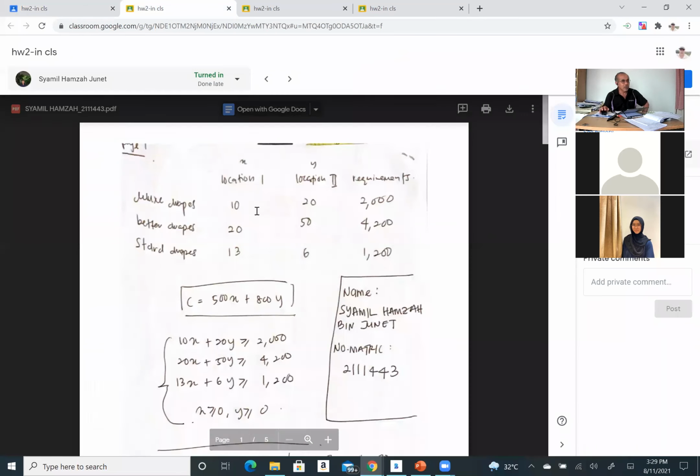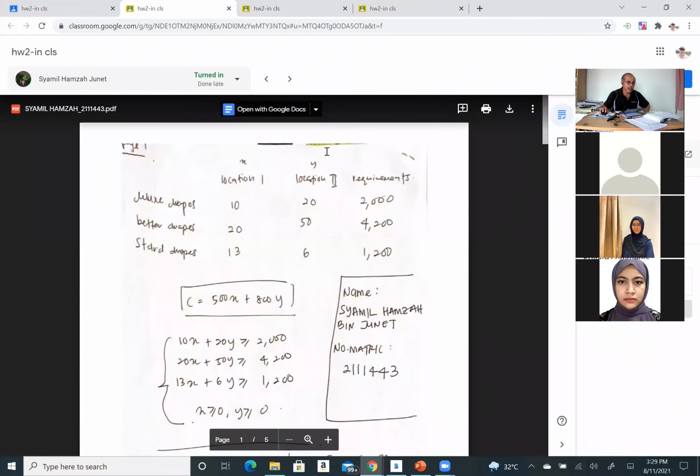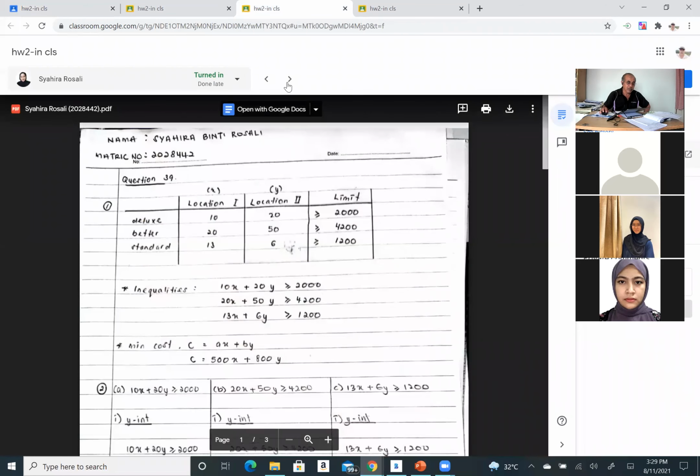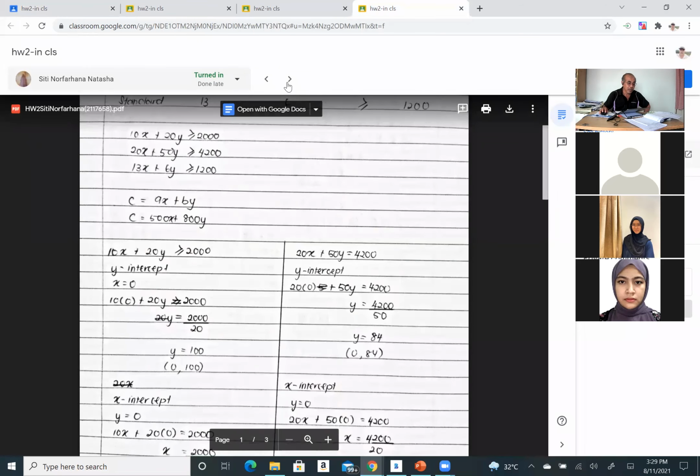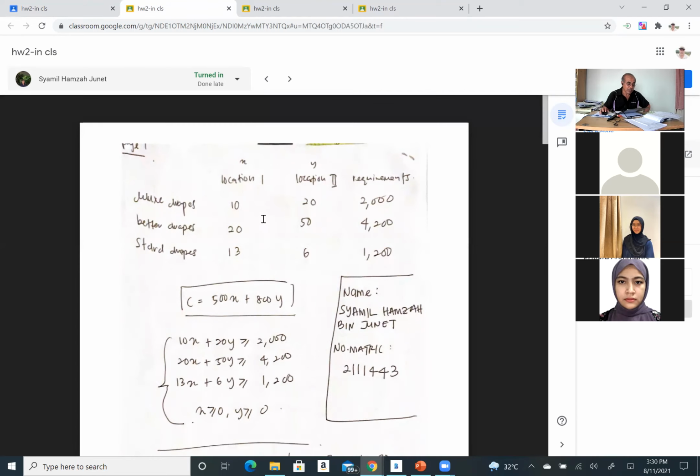So this is how we do the homework. First, I think we did this in class, but when I received the answers, it doesn't seem that you did it in class because they look very different. Anyhow, this is how we do it.